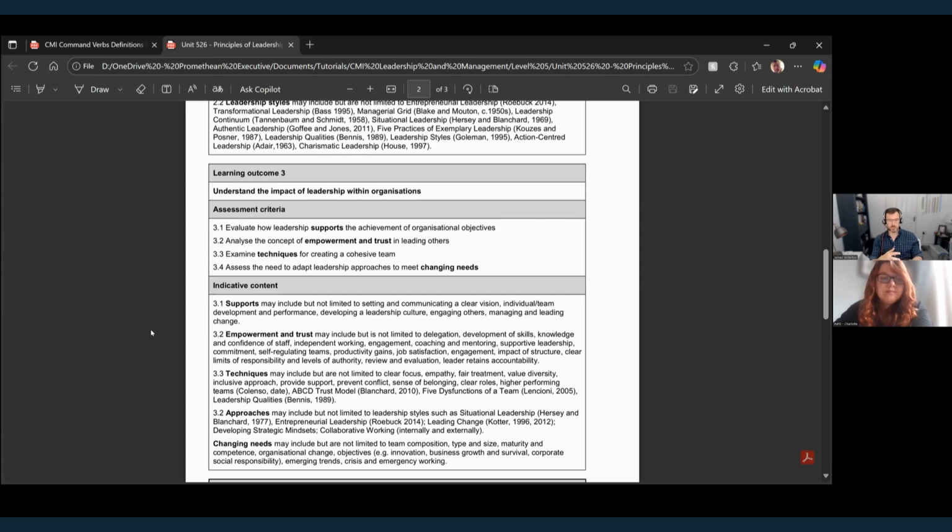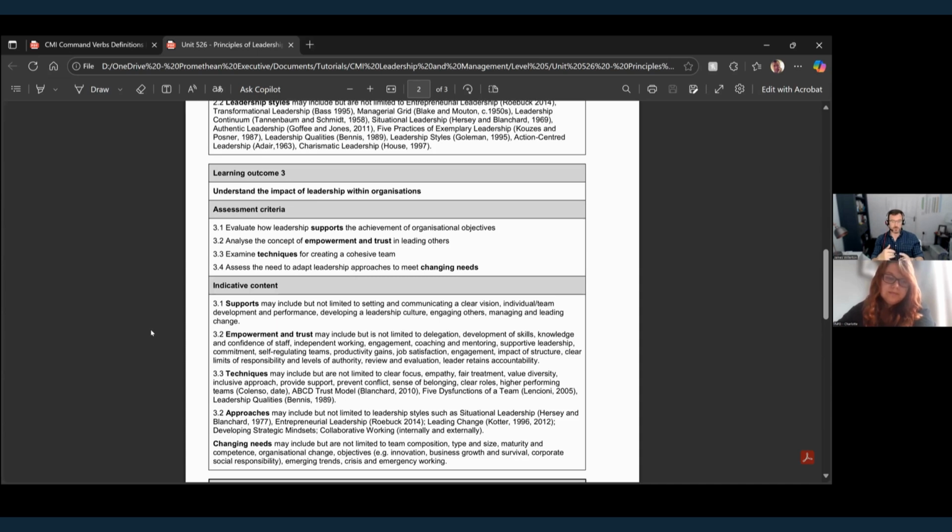3.2, analyze the concepts of empowerment and trust in leading others. Okay, so again, for me, I'll probably separate those into two sections, one for empowerment, one for trust. Empowerment, you might talk around the theory behind motivation. You might talk about coaching there. You might talk a little bit about how empowerment might be related to engagement and sustainable high performance, etc., and how the organization can learn through being empowered and decisions being devolved and distributed around the organization.